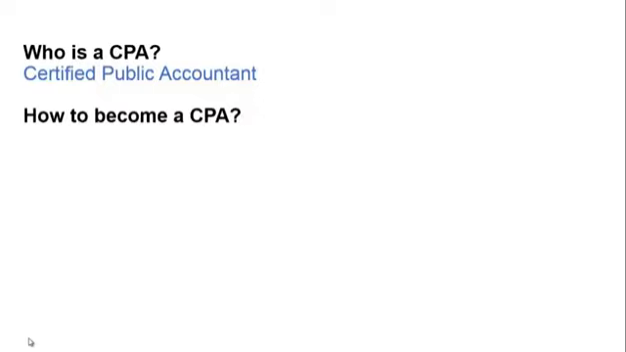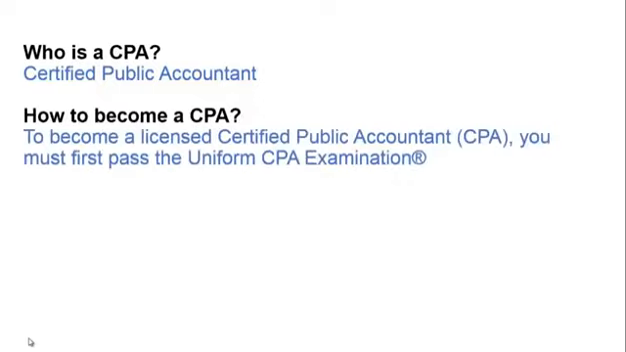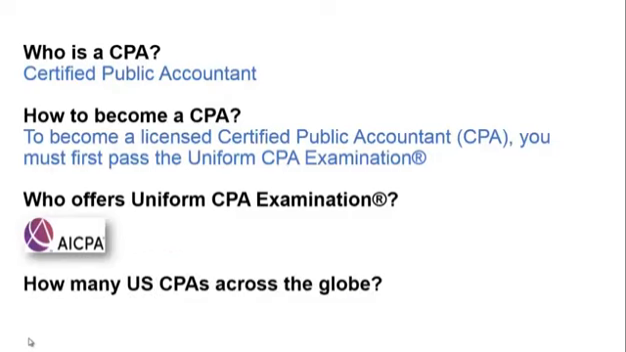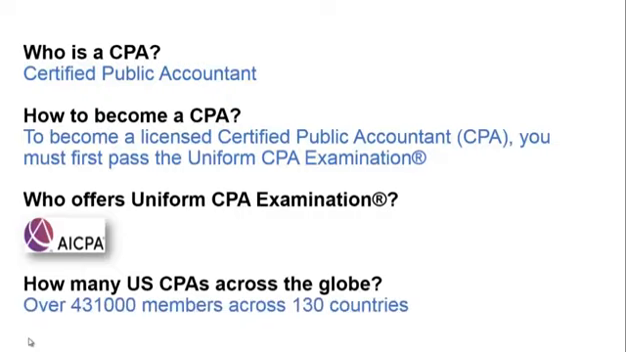Who is a CPA? CPA stands for the acronym Certified Public Accountant. And how to become a CPA? We need to first pass the Uniform CPA examination, which is offered by the American Institute of Certified Public Accountants, USA, which was formed in the year 1887. And ever since, there are over 430,000 CPAs across more than 130 countries on the globe.